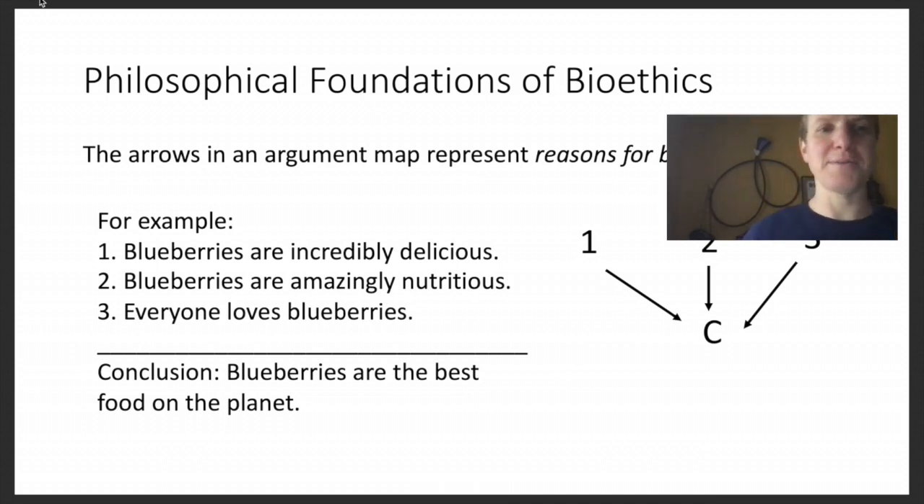Here are 2 types of argument maps. This one where each premise provides independent support for the conclusion. That's why the arrows are drawn independently from each premise. What the arrow represents is a reason for believing.